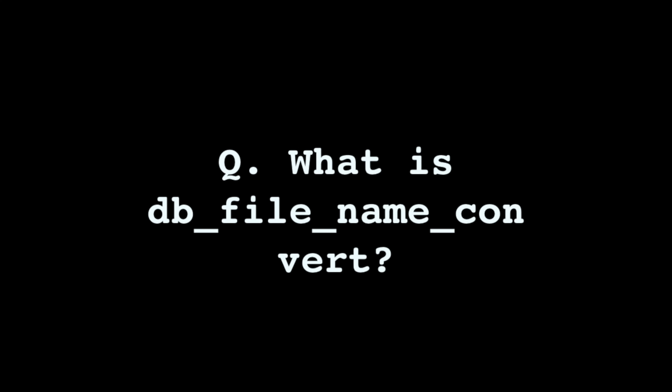What is DB file name convert? It's a very simple parameter. When you try to clone from a source database to a target database, the source database file locations are different than the target database file locations. Let's say on the source, the files reside under the /u01 mount point, and on the target, the files reside under /oracle. So when you try to clone using RMAN, you need to convert the data file names.